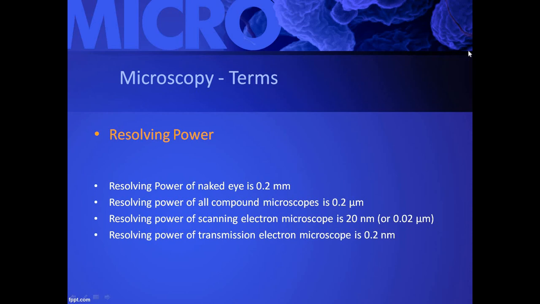Okay, so this is a summary of what we just said. Resolving power of the naked eye is 0.2 millimeter. Resolving power of all compound microscopes is 0.2 micrometer. The resolving power of scanning electron microscope is 20 nanometer, while the best resolving power is of transmission electron microscope, which is 0.2 nanometer.